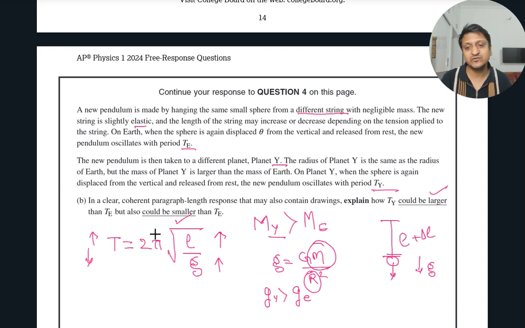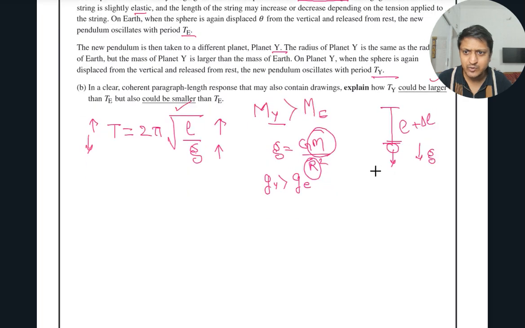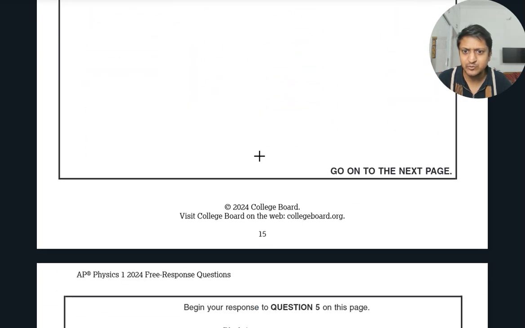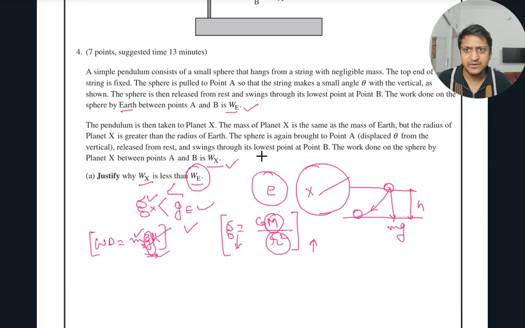So these whole things you have to write in a beautiful manner and you will get the full marks. So that's it, a very small question.